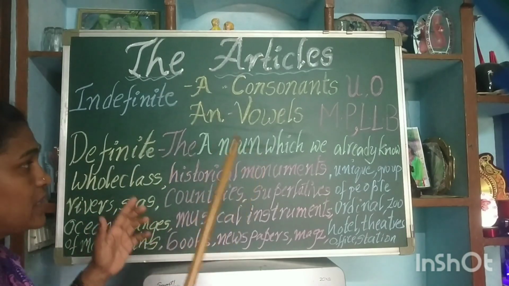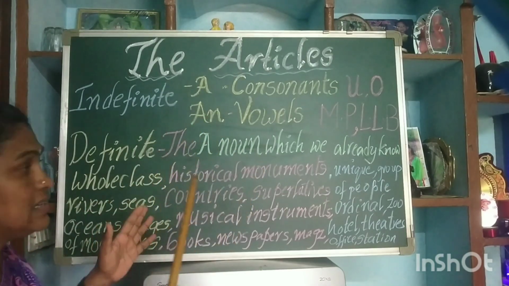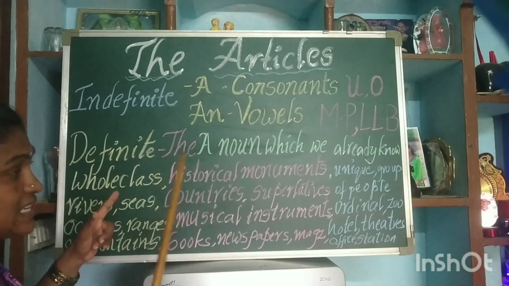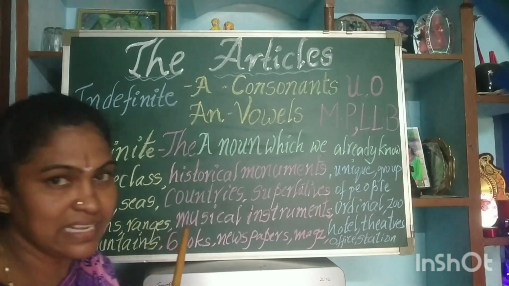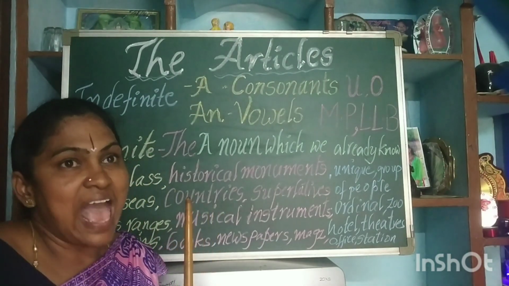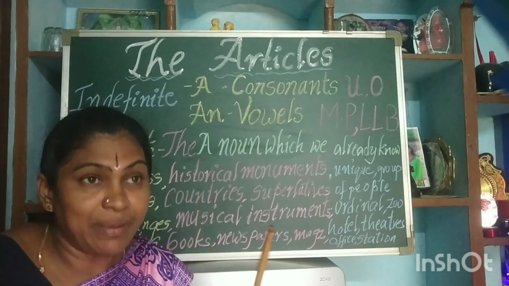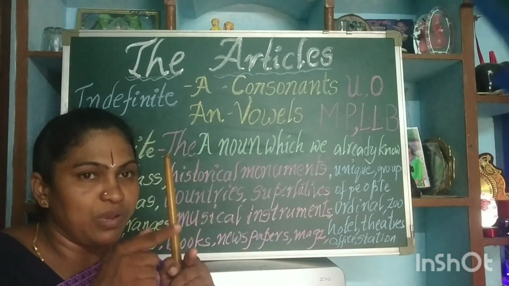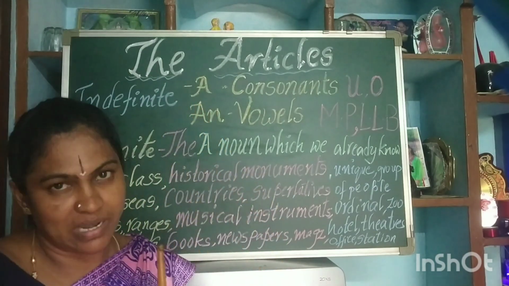So coming to the examples here. Before which noun do you have to use the? When you are describing the whole class, that means the whole class, like the cat. The cat means you are describing the whole family. The cat belongs to the tiger's family.